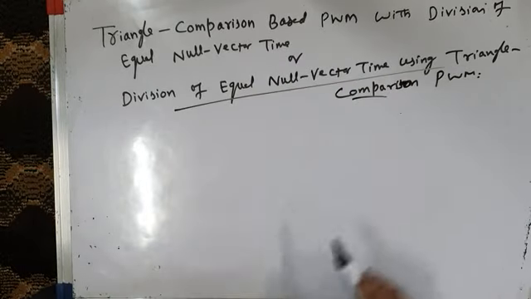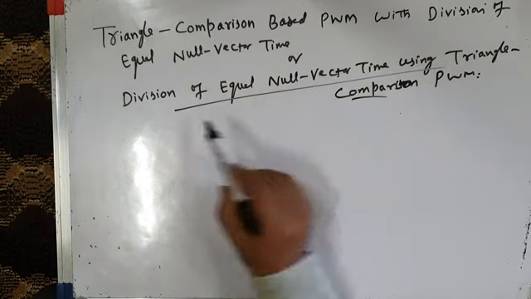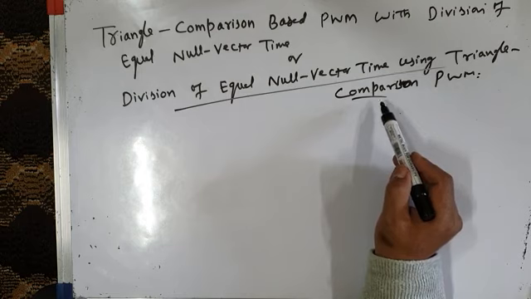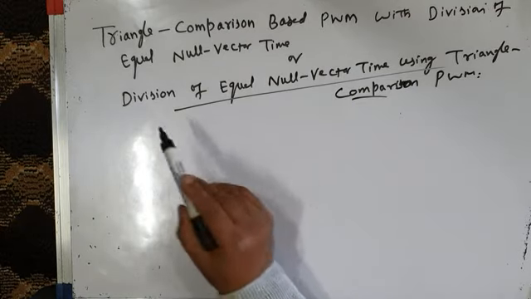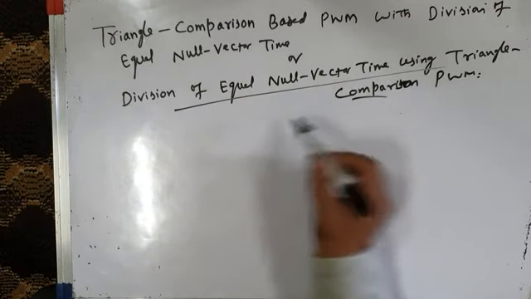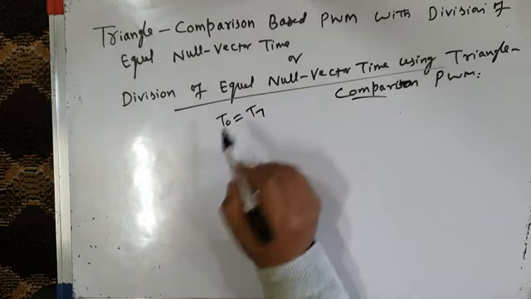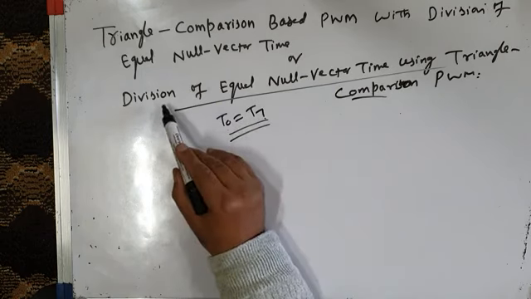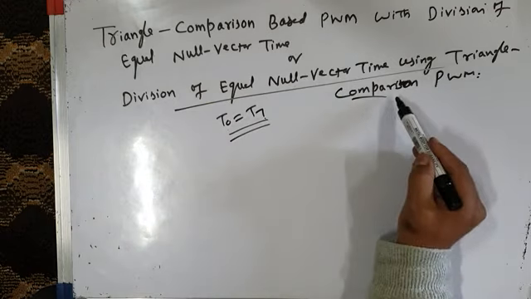We know in space vector PWM, null vector times are equal. Okay, the division is there equal. Can we have equal division of null vector times with triangle comparison? Yes. If we modify our modulating waves, if we add a common mode signal and modify our modulating waves, we are going to discuss that division of equal null vector time, that is making T0 equal to T7, not by space vector PWM, because space vector PWM by default makes T0 equal to T7. We are going to now discuss division of equal null vector time, that is T0 equal to T7, using triangle comparison PWM. Okay.